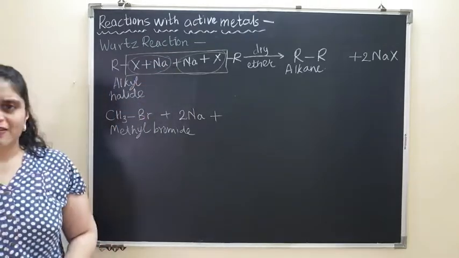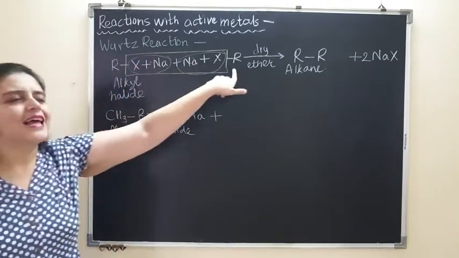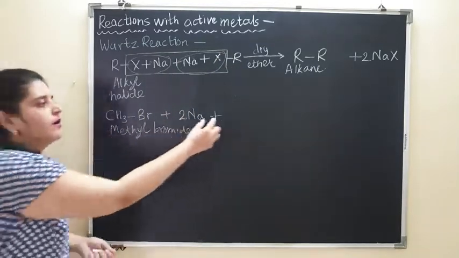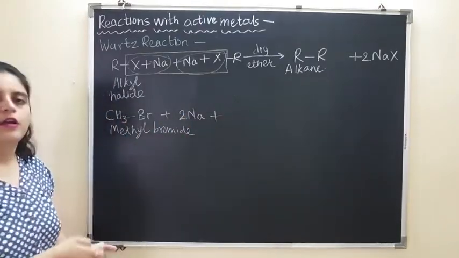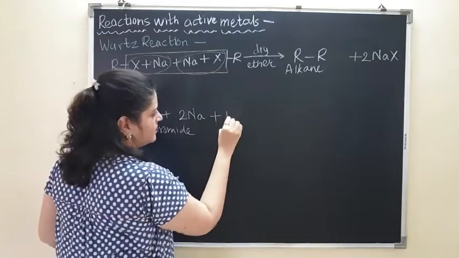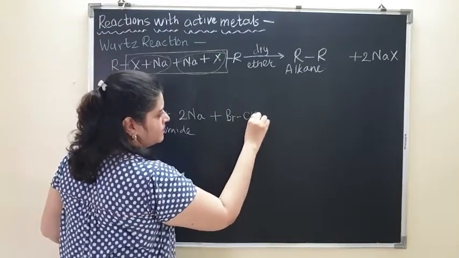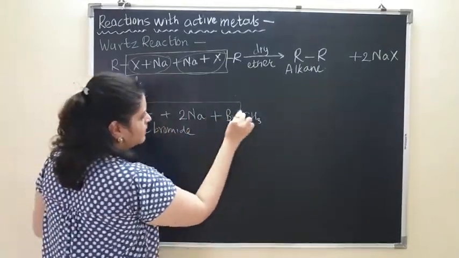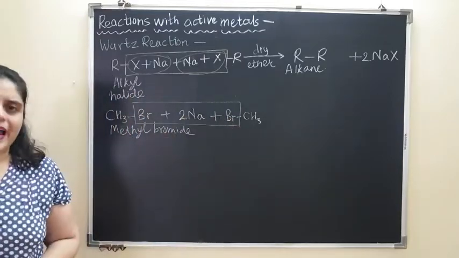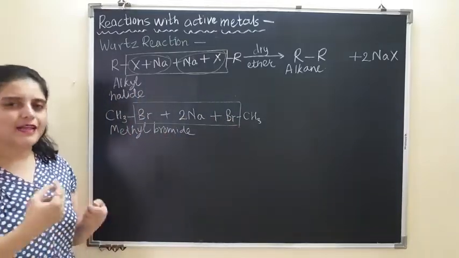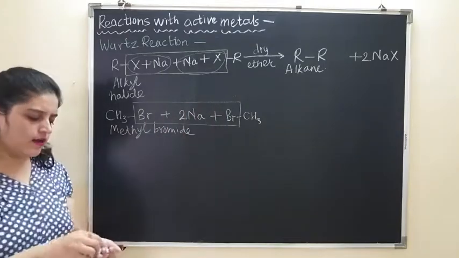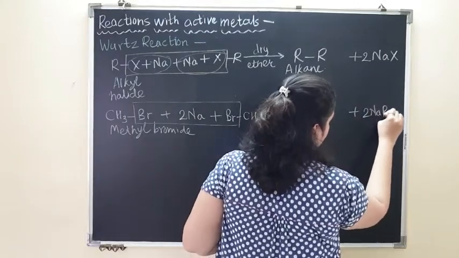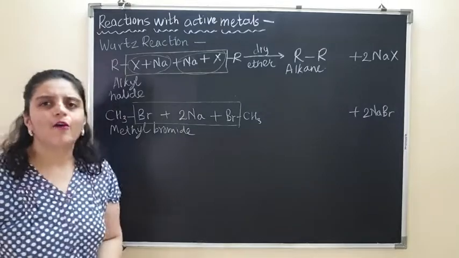If you observe our general reaction, this RX is written as XR over here. So similarly, CH3Br will be written the other way around, Br first and then CH3. So we will write it like this: BrCH3. Then sodium will react with bromine to form 2 molecules, like 2 times NaBr over here. Two times sodium bromide.